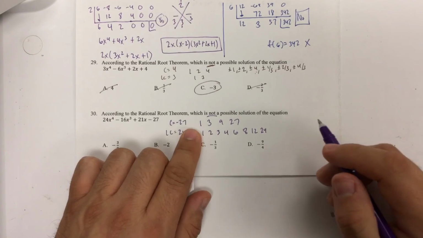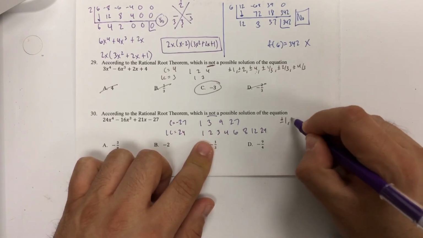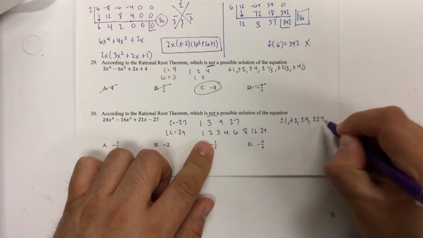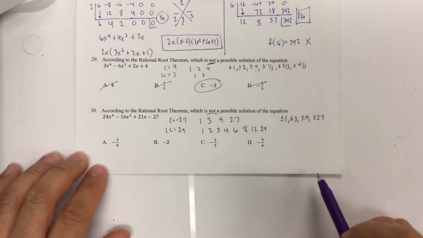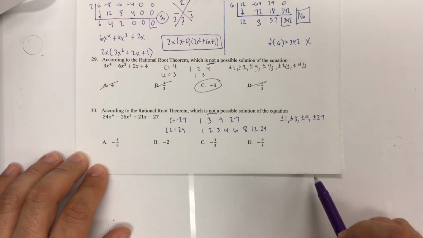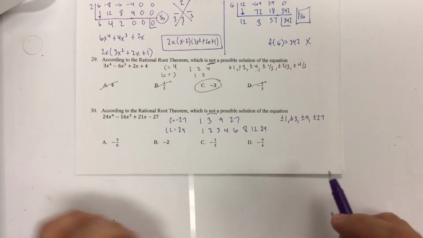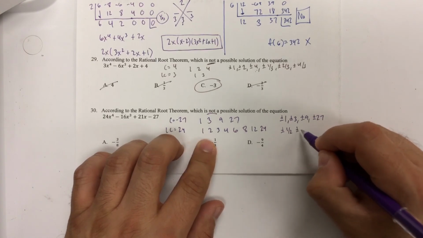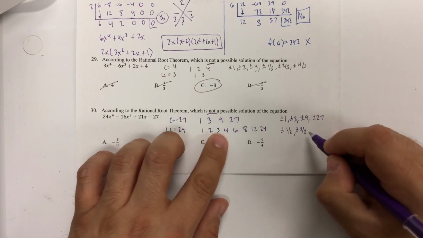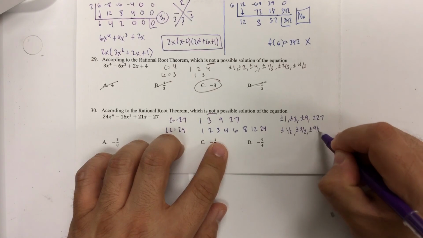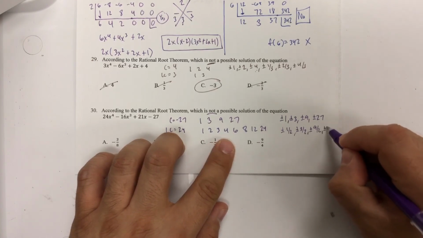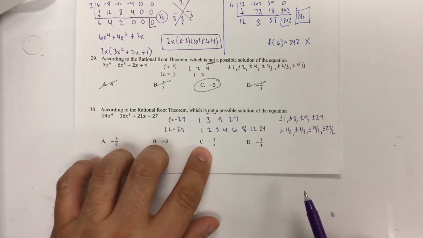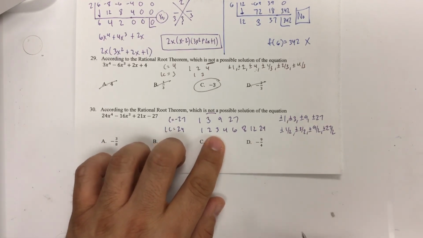All right, let's just start with this. We're going to divide each one by 1. So plus or minus 1, plus or minus 3, plus or minus 9, plus or minus 27. So let's see if any of these show up first. Nope, none of them showed up. So let's now divide by 2. Plus or minus 1/2, plus or minus 3/2, plus or minus 9/2, plus or minus 27/2. All right, so 8, 1/3. Nope. Okay, so let's divide by 3 now.